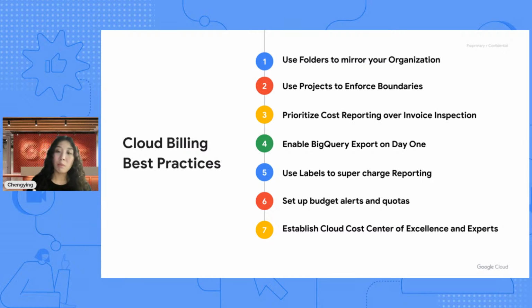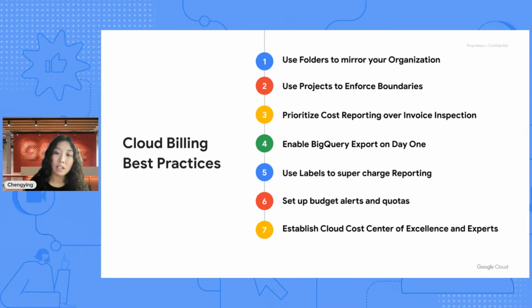And fourth, enable BigQuery export on day one. I think I have mentioned it just now because it's pretty important. This allows you to keep a more granular and historical view of your spending. It also enables data visualization as well. The next one, number 5, use labels to supercharge reporting, because labels can be used to identify resource usage. Use a labeling system which allows you to identify costs at appropriate granularity and also enables chargebacks.